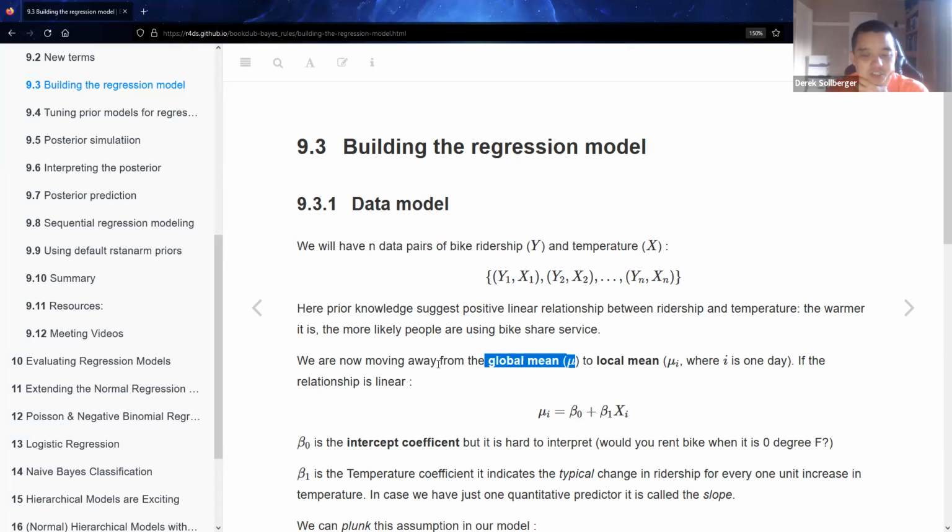Instead of summarizing everything in the response variable with a global mean, we're going to actually calculate an average on each day that the data is available to us. So we're going to have several different averages. And then think of each average as coming from the linear relationship of beta naught plus beta 1 x, where beta naught is the intercept and beta 1 is the slope.